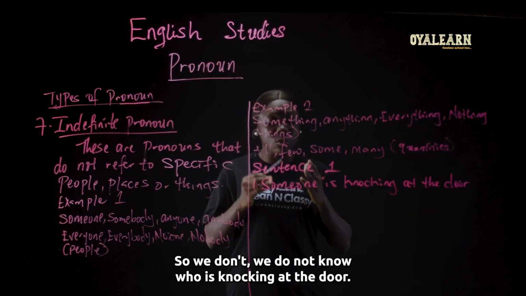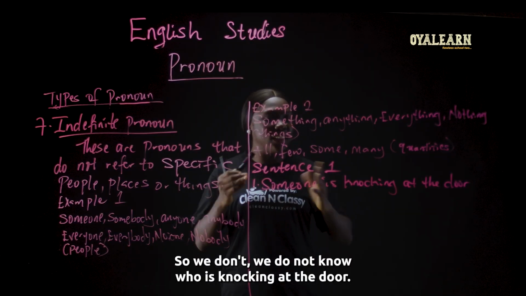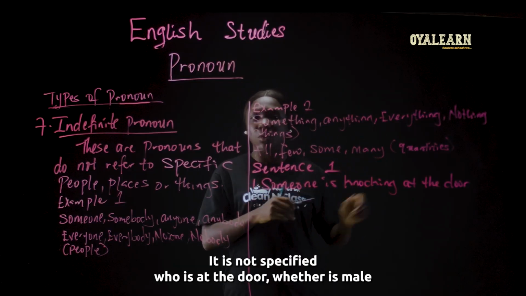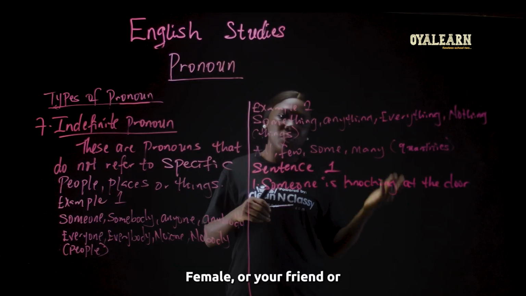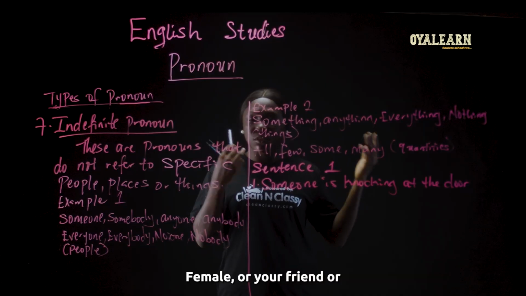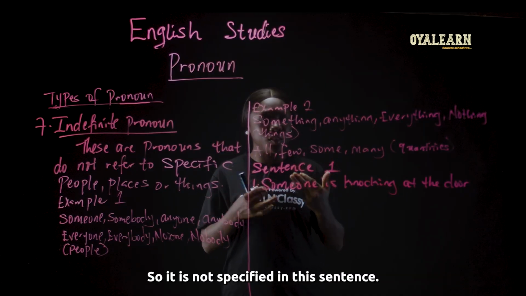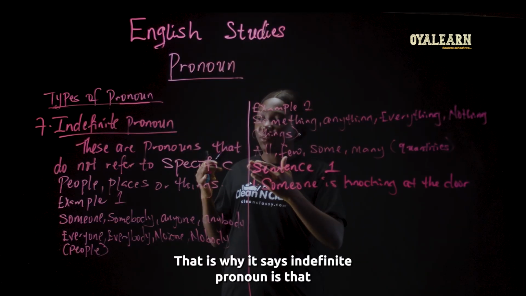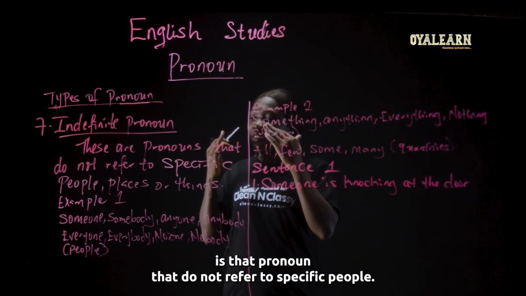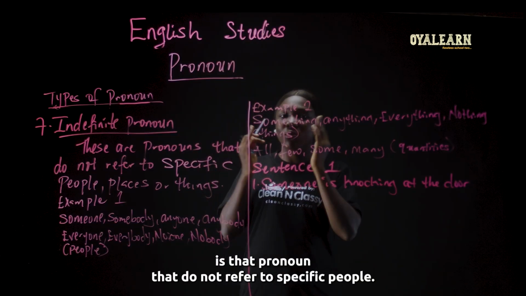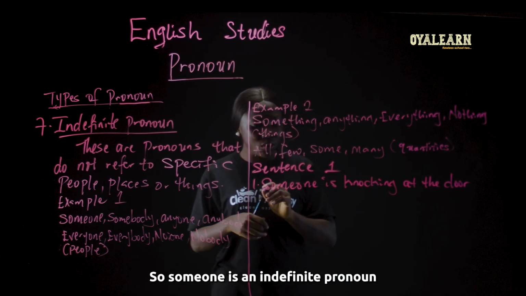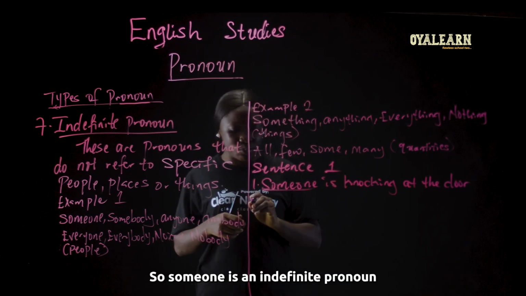So we do not know who is knocking at the door. It is not specified who is at the door, either a male or a female, or your friend or your neighbor. So it is not specified in this sentence. That is why an indefinite pronoun is a pronoun that does not refer to specific people, places, or things. So someone is an indefinite pronoun.